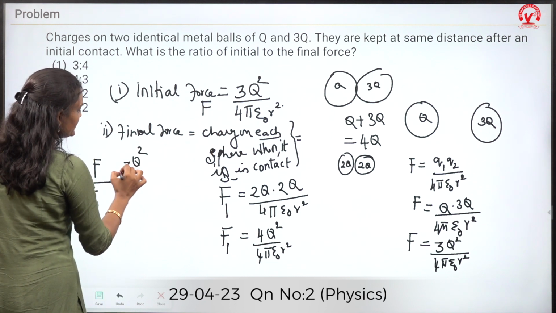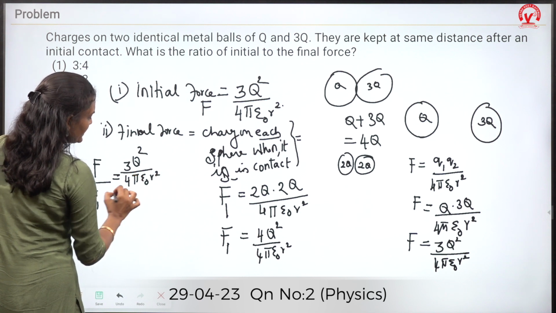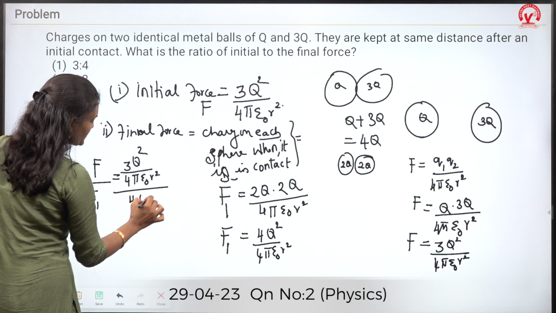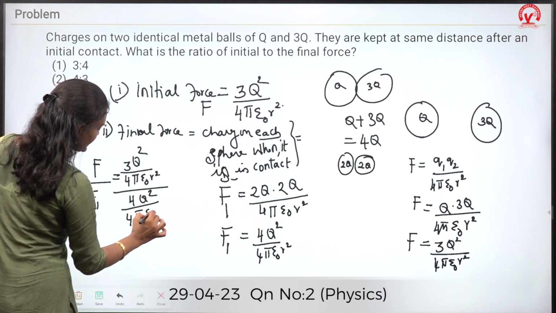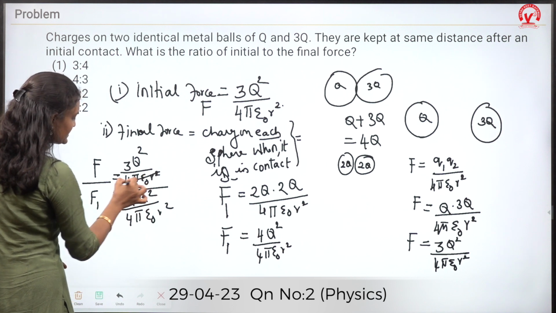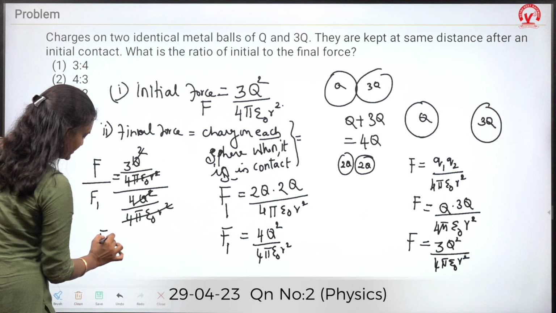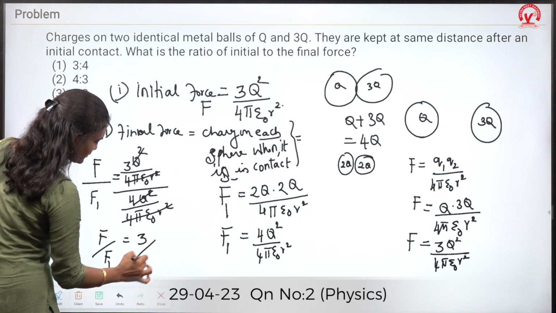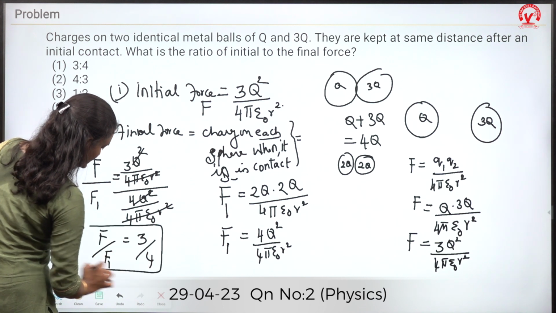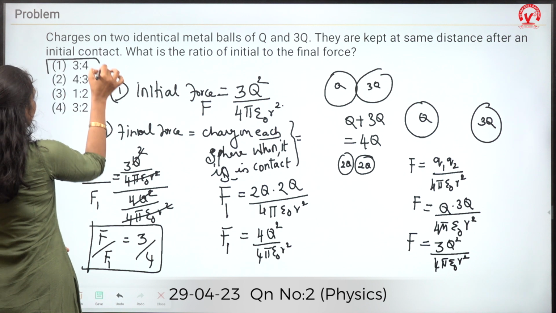3Q square divided by 4 pi epsilon naught r square, divided by 4Q square divided by 4 pi epsilon naught r square. Now this gets cancelled, this Q gets cancelled. Now the ratio of initial to the final force is 3 by 4. So the option here is 3:4, number 1.